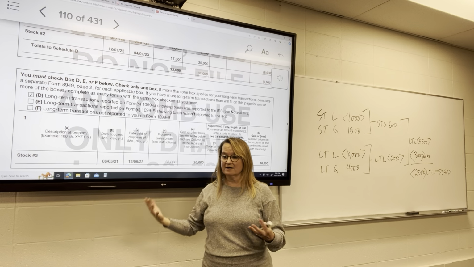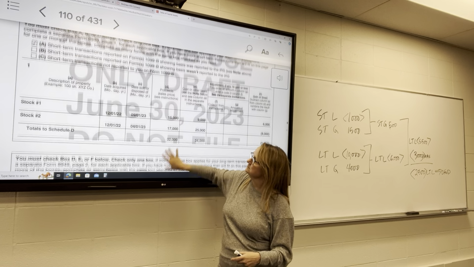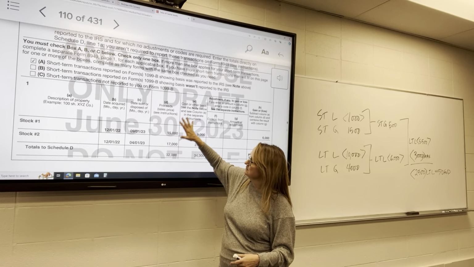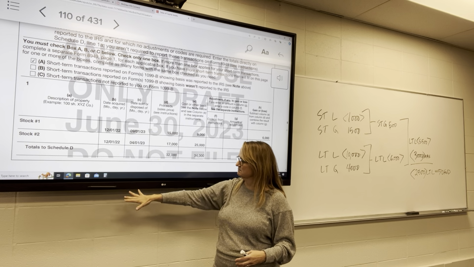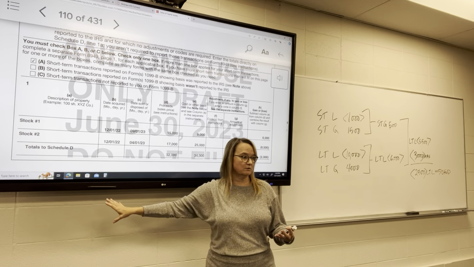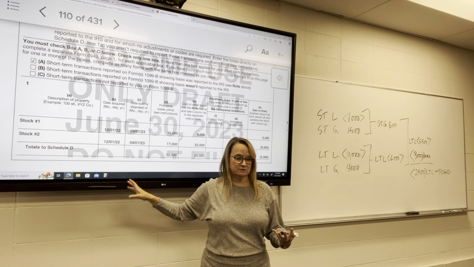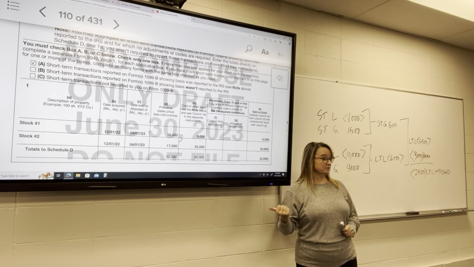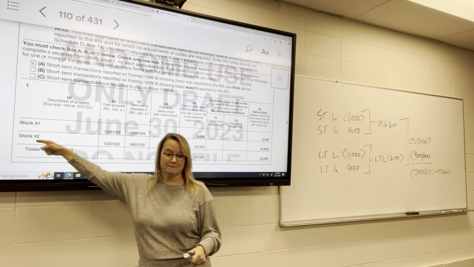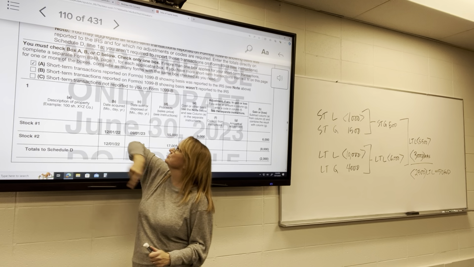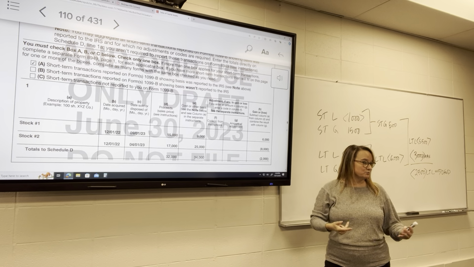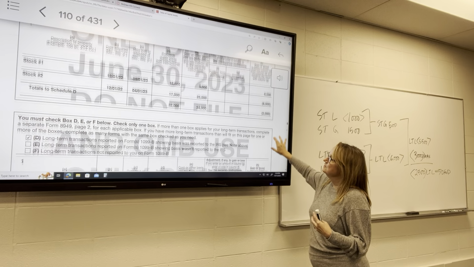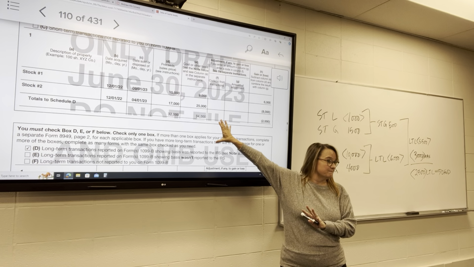You could have transactions that span, this goes down maybe 15 or 20 rows, but you could have pages and pages of these, depending upon how many transactions there were. Or you could have 6 pages with a single transaction on each one, because you only had one short-term transaction reported on a 1099-B with the basis. So this is where it all begins.